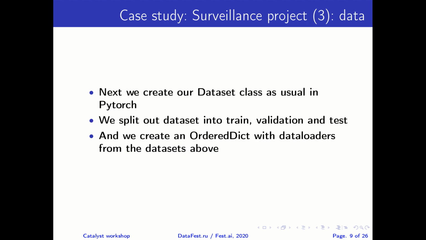Next we have to create our dataset class, which is as usual in PyTorch. I haven't prepared an example here. Then we have to split our dataset into train, validation, and test. And then we have to create an ordered dictionary with the data loaders from the datasets above, and this ordered dictionary has to have train, valid, and test. Actually, for training, even train and valid are sufficient.